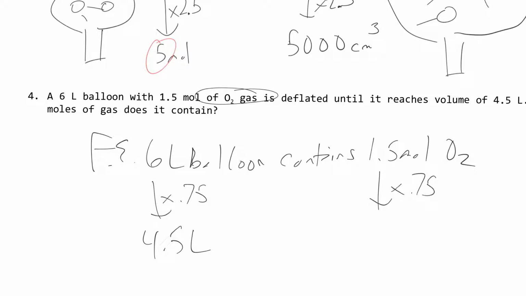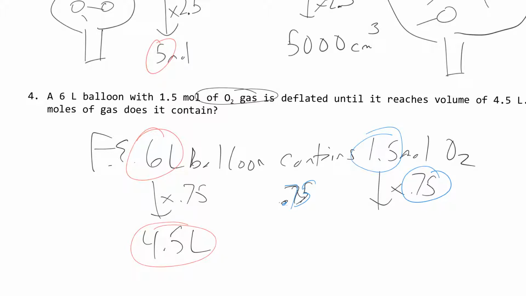So 4.5 over 6, just in case you wonder how I do that, half of 6 would be 3. So if this went down to 3, this would be times a half. 4.5 is in between 3 and 6, so this is times 0.75. So 1.5 times 3/4. Well, half of 1.5 would be 0.75, right? And then we're going to add another quarter in because this is 0.75.